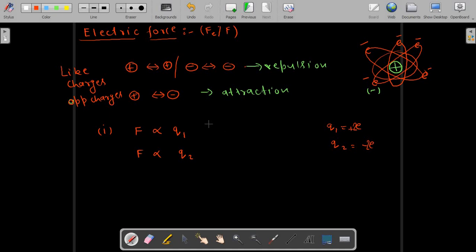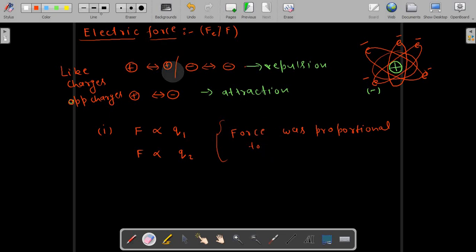I should write: force was proportional to the charges. That was the first thing they observed.